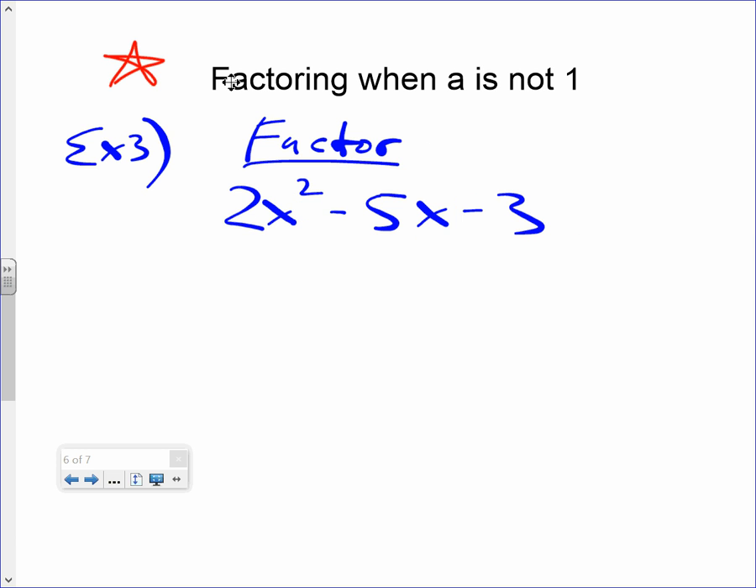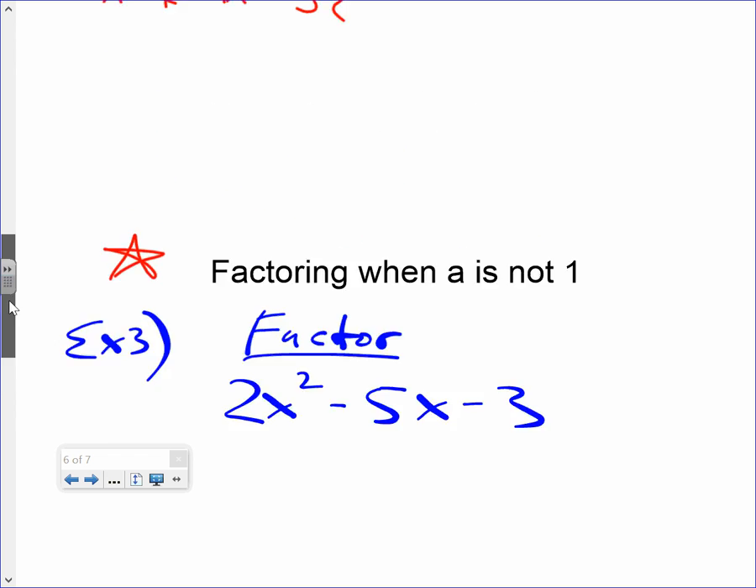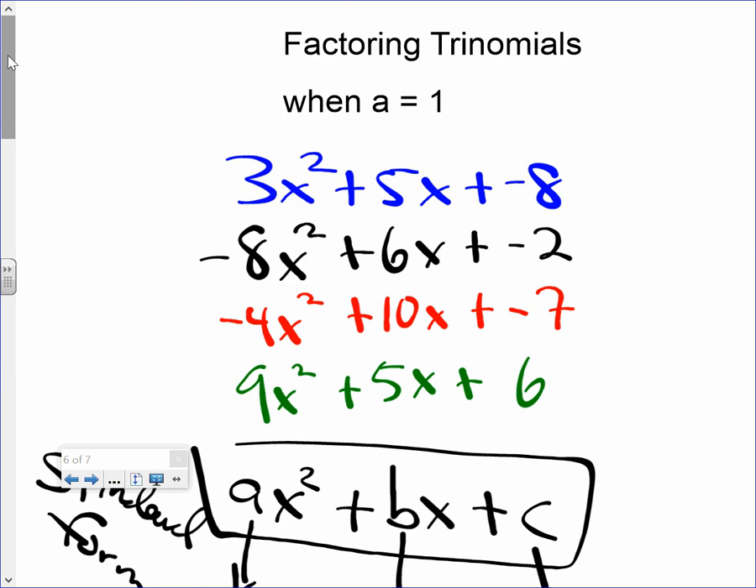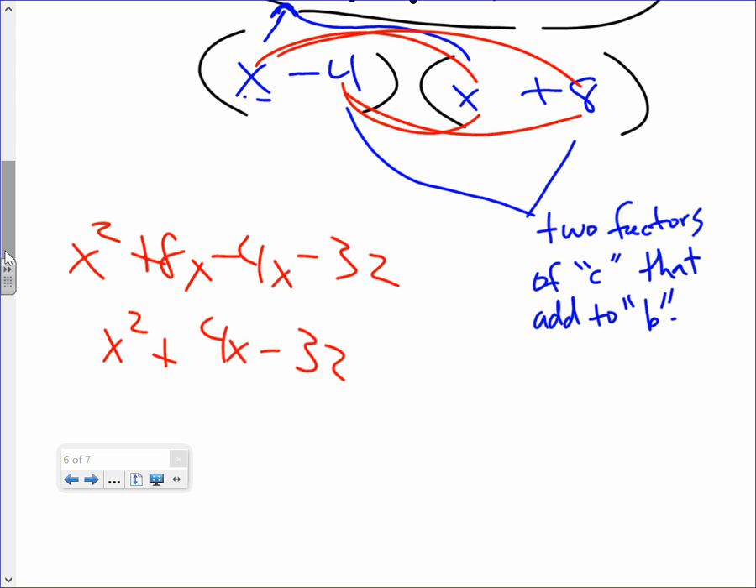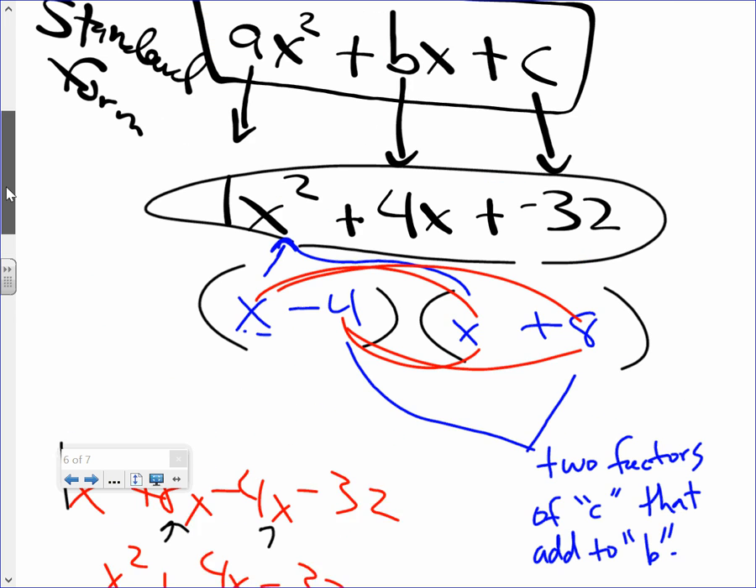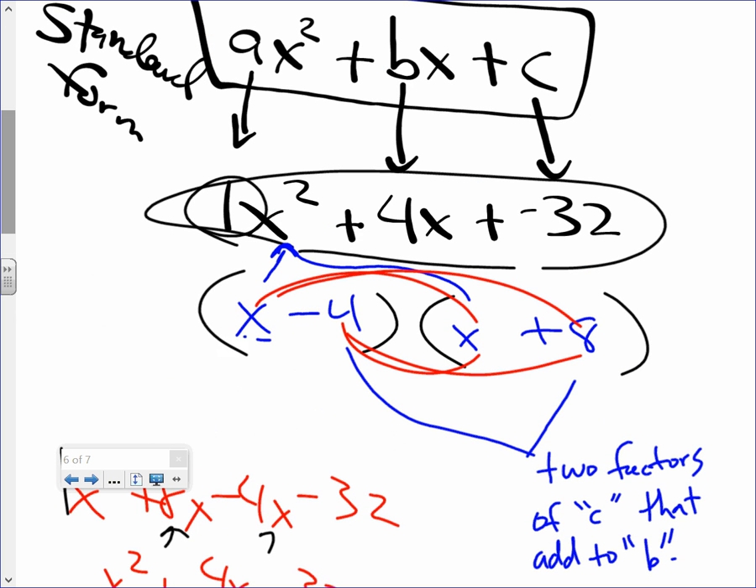So check it out. Notice how yesterday A was always equal to 1. When I say A is equal to 1, we're doing trinomials that look like this. Notice x squared. Look at how A was 1 here. And look, here's bx and here's c. Actually, that's not a good one here. Right here. Notice that A is 1, B is 4, C is negative 32.